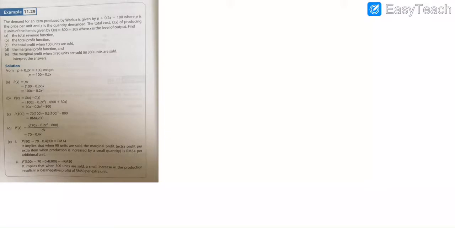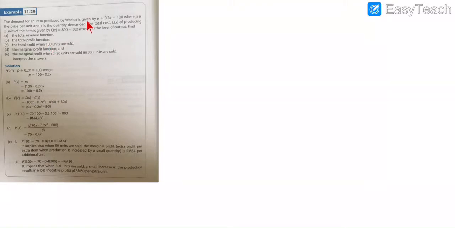Okay, let us look at the example here. I believe I attached this example in your notes already, so kindly have a look. The demand for an item produced by Wilex is given by P plus 0.2x equals 100, where P is the price per unit and x is the quantity demanded. The total cost C(x) of producing x units of the item is 800 plus 30x, where x is the level of output. Find out the total revenue function.